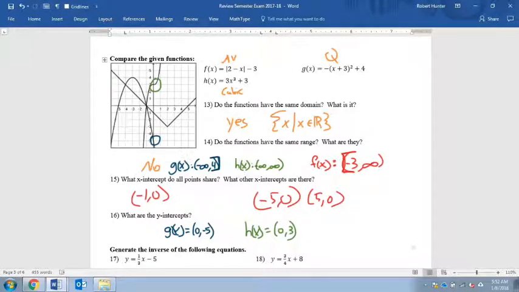Your f of x, right there at negative 1. So f of x is at 0, negative 1. Done. Wasn't too bad.